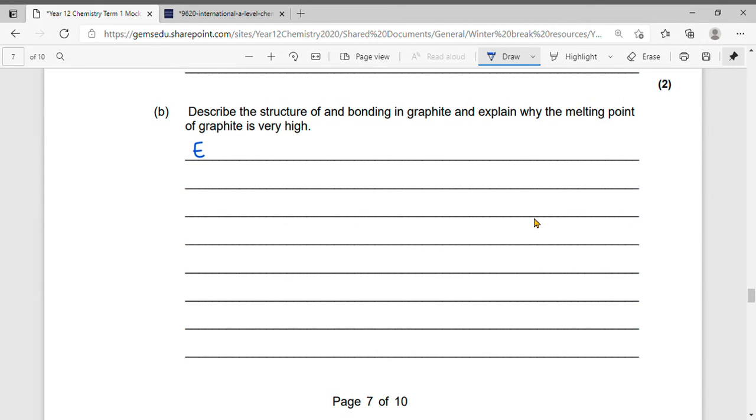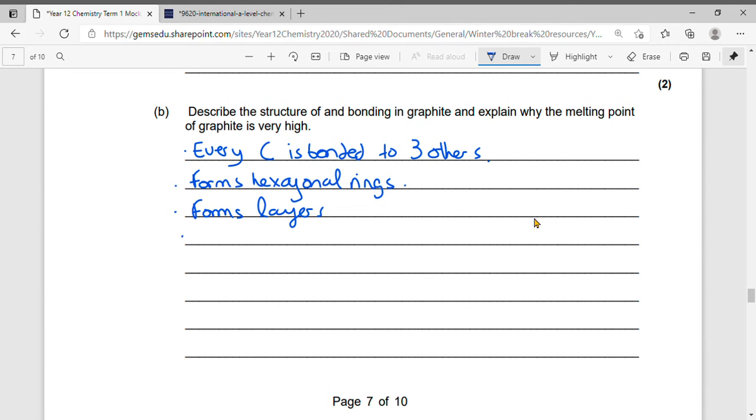So bonding, every carbon is bonded to 3 others, forms hexagonal rings, forms layers as well. Carbon still has one electron, which is delocalized and can move throughout the structure.